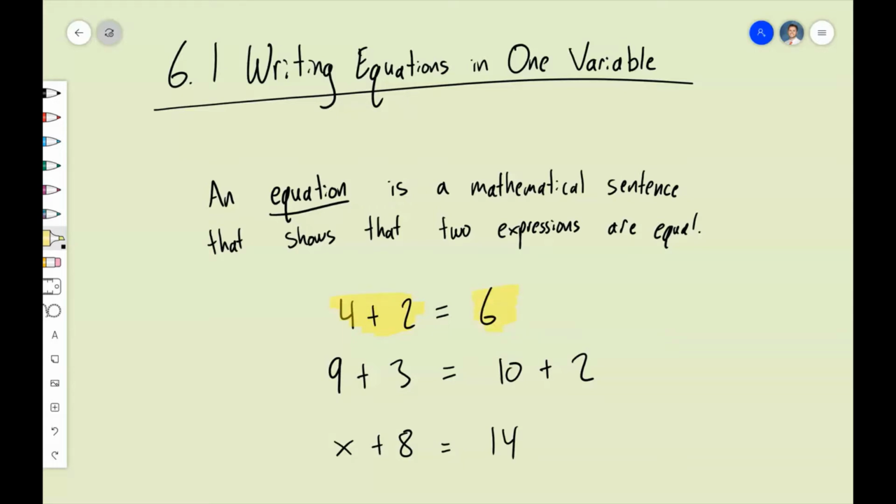So you can see I've written another example, 9 plus 3 equals 10 plus 2, right? So you may be used to saying, well, 9 plus 3 equals 12, but 9 plus 3 equals 10 plus 2 is also a true statement, where this equal sign just tells us everything on the left is equal to everything on the right. I've also then written an example of an algebraic equation, x plus 8 equals 14.